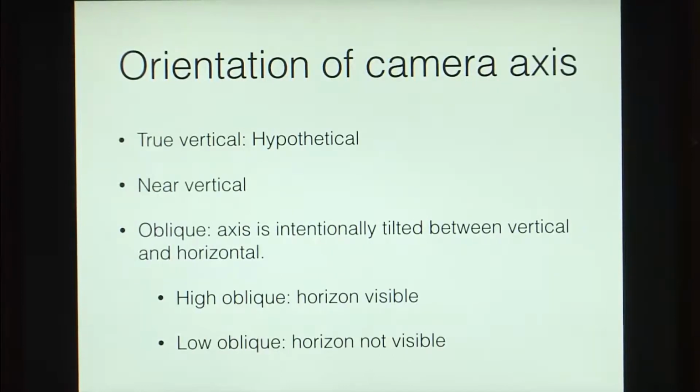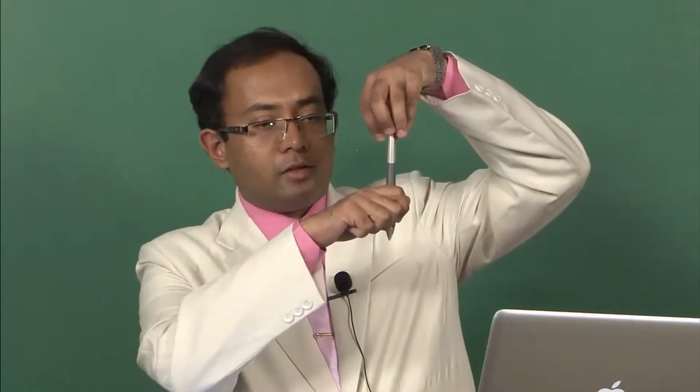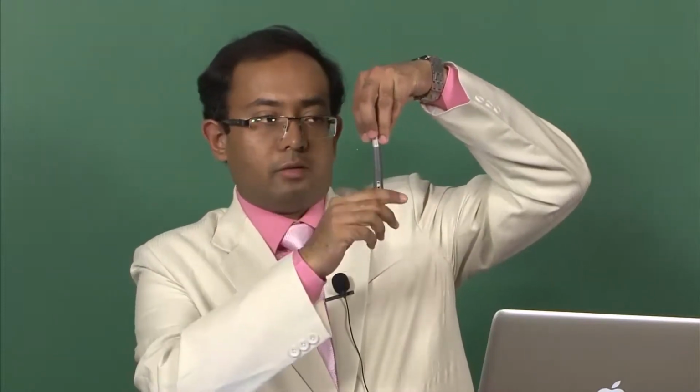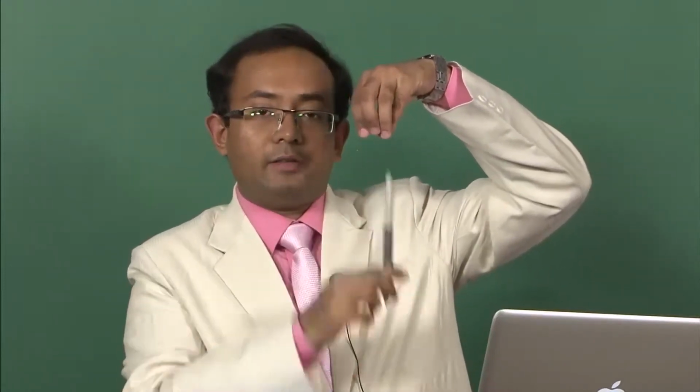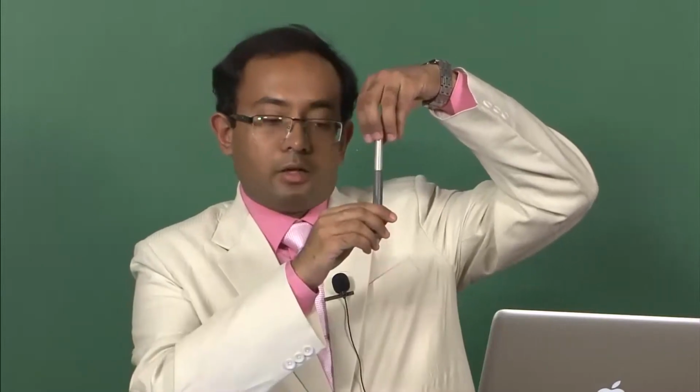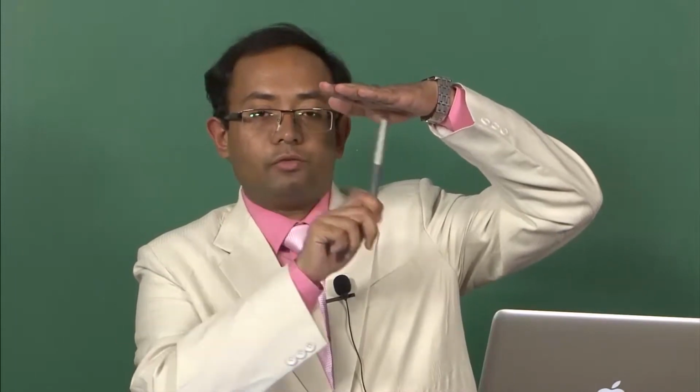Next, we have orientation of the camera axis. Orientation of the camera axis can give us 3 things. True vertical. In the case of a true vertical photograph, your camera is mounted looking downwards, and the axis of the light rays that are going inside the camera would be perpendicular to the ground surface and perpendicular to the surface of the film. But a true vertical is a very hypothetical situation. We normally do not get it because your planes might be tilting and twisting while they are in flight.